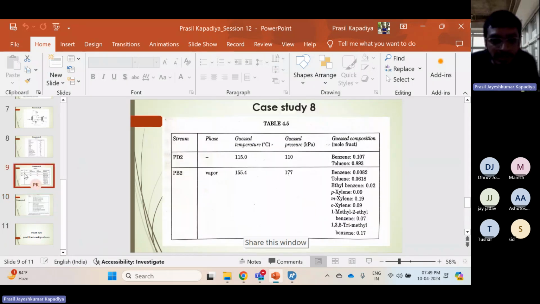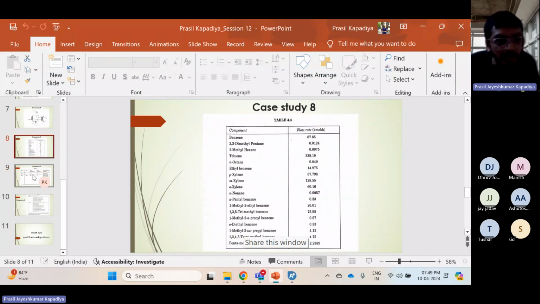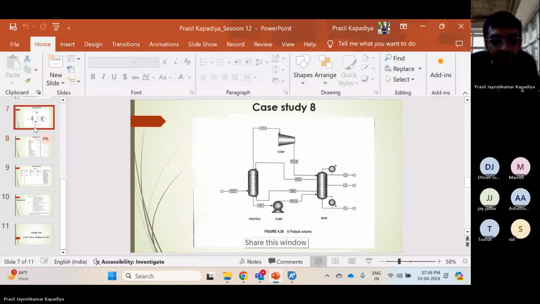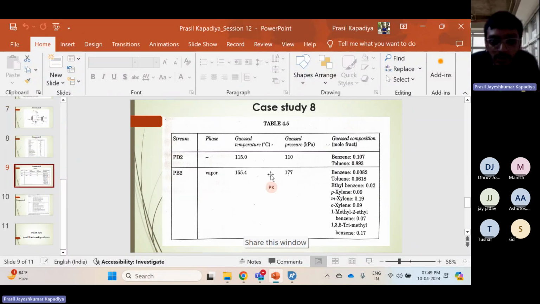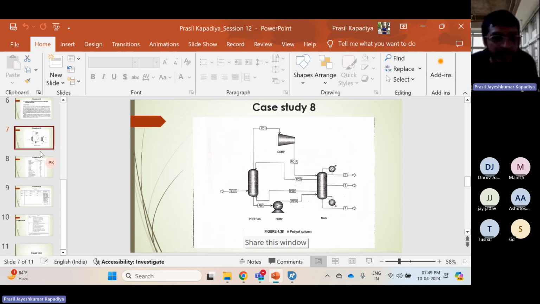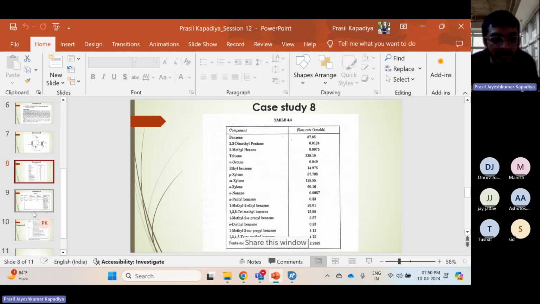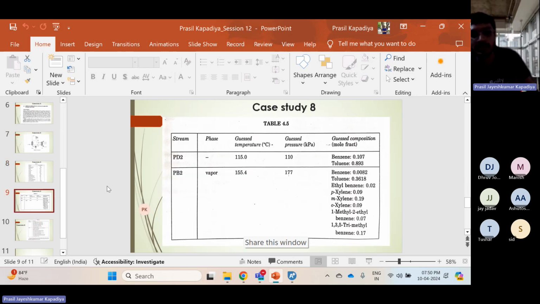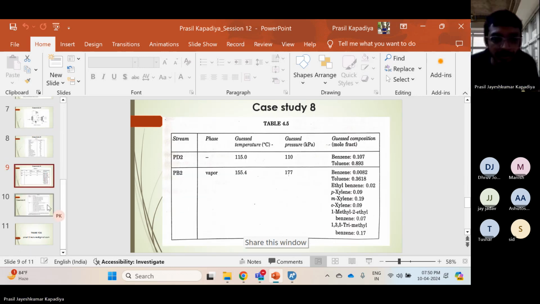Sorry, there is one catch here. This PB2 stream is given to us as 177 kilopascal. So I assume that there is some pressure mismatch here. So either it should not be 110, or this should not be 177. Any of the two is not correct.